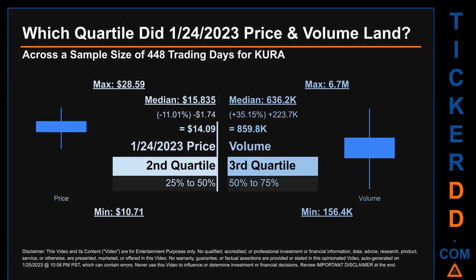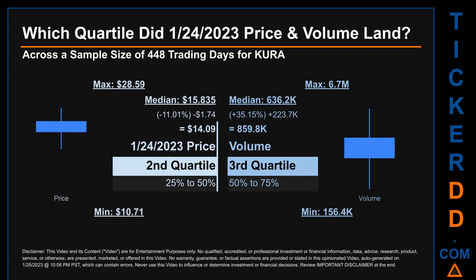Which quartile did January 24, 2023 price and volume land? Across a sample size of 448 trading days, the maximum end-of-day price for KURA was $28.59 while the minimum was $10.71. Within that price range, January 24, 2023 price, of $14.09, landed within the second quartile, putting it within the 25% to 50% range of all sampled end-of-day prices.